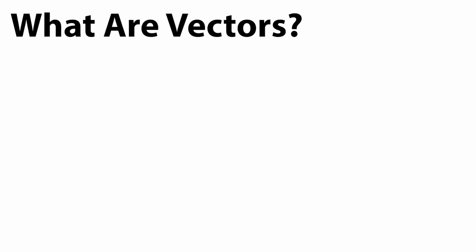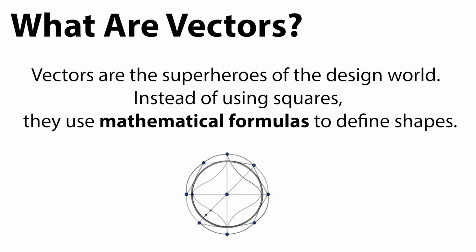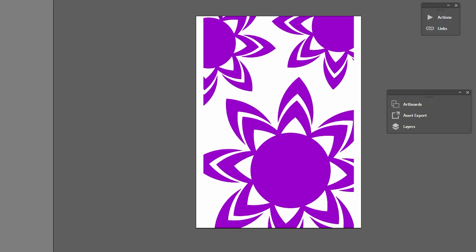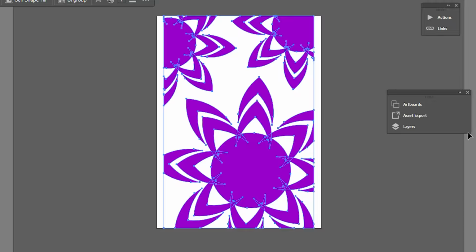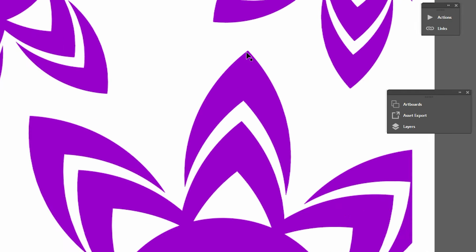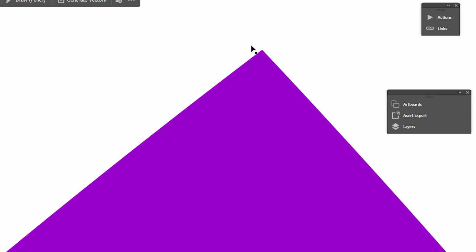What are vectors? Vectors, on the other hand, are completely different. Vectors are the superheroes of the design world. Instead of using squares, they use a mathematical equation or mathematical formula to define the shape. They are built from points, lines, curves, and shapes. Because the computer is recalculating the math every time you resize the image, a vector can be the size of a postage stamp or a billboard, and it will always be perfectly sharp. That means no matter how much you zoom in, the edges remain sharp.